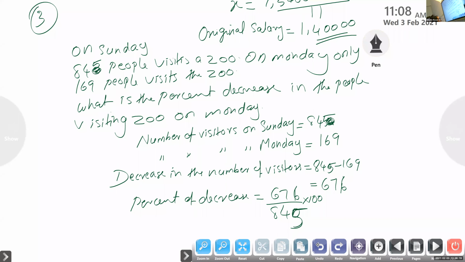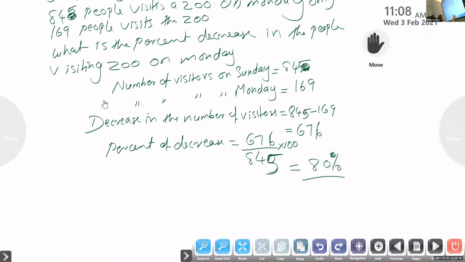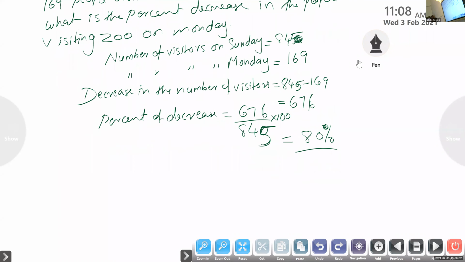How much is it? 676 divided by 845 into 100 is 80. This is equal to 80%. The percent of decrease is 80.